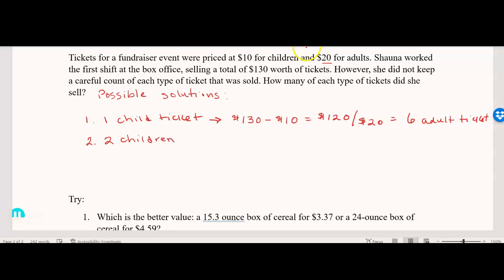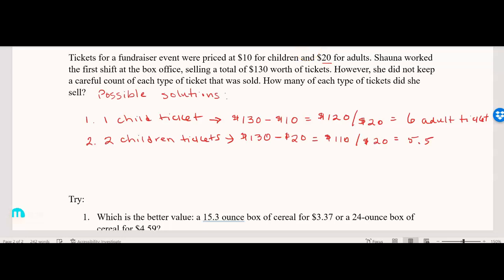What if she sold 2 child tickets? Well, then that would be 130 take away 2 tickets. That's 2 times 10, which is $20. That gives me 110. Now you divide by 20, and that gives me 5.5.